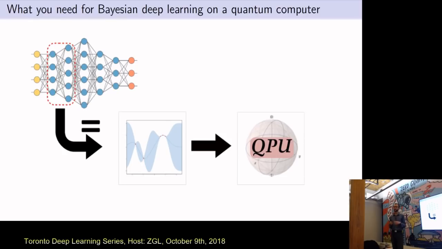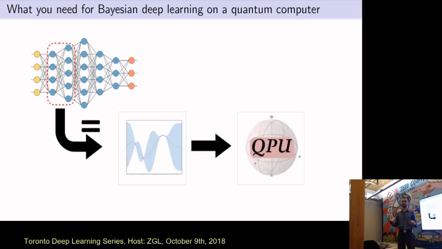This connection was known for the single layer neural networks since 1994, but the extension to the deep case came only last year. It's actually very easy to do, so it's surprising that it took so long. So that's the Bayesian deep learning part. You map 2 consecutive layers into a very specifically set up Gaussian process.